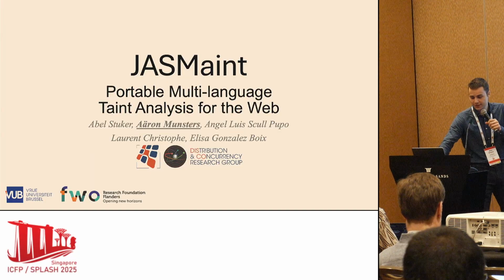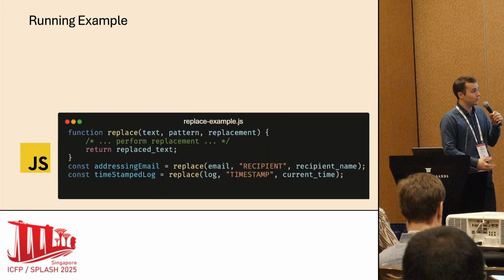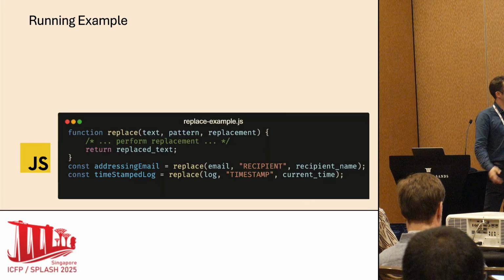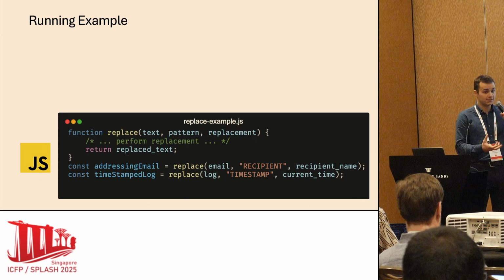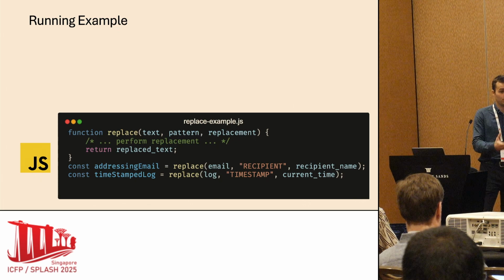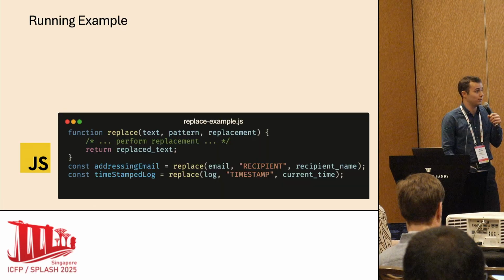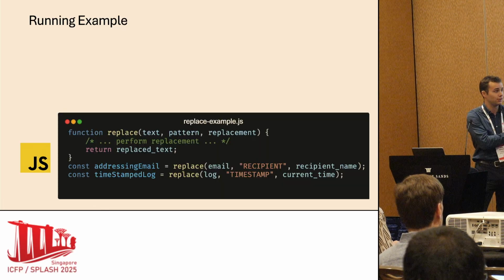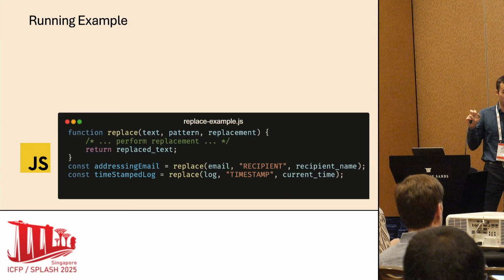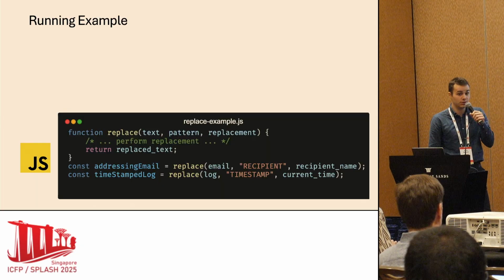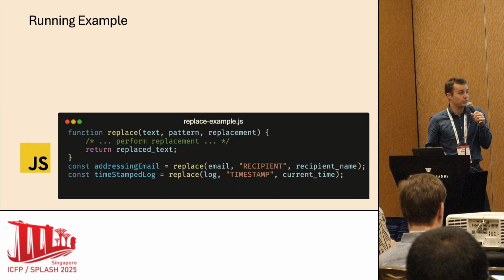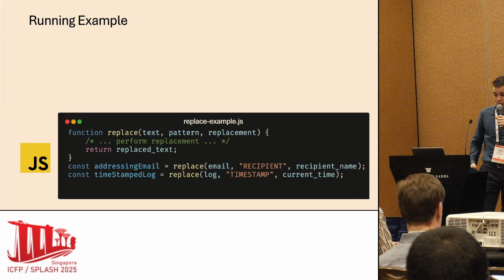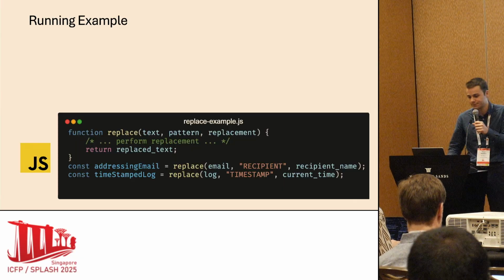Before I get started, I would like to introduce to you an example of a JavaScript program. Here you can see a JavaScript function replace, which has the goal of, given a text, replacing a certain pattern by a certain replacement, and then returning the text in which each occurrence of that pattern has been replaced. You could use that replace function, for example, to replace the template recipient with a runtime value, the recipient's name, in an email, or you could also, for example, replace the template timestamp with the current time in a certain log statement.